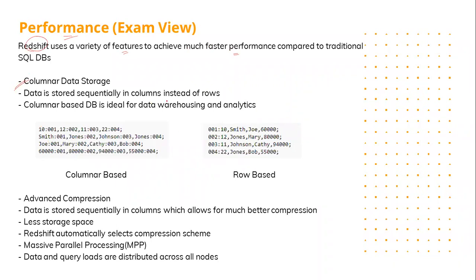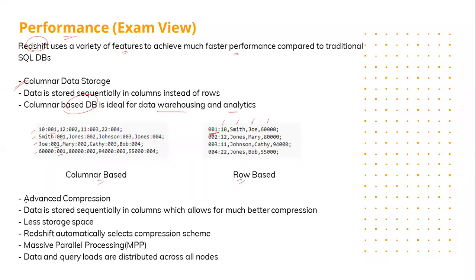In columnar data storage, the data is actually stored sequentially in columns instead of rows. Let's see the row based first of all. You'll have a record one, you have ID, first name, last name, maybe payroll, and you'll have the details like this. It's normal. But when I say columnar data storage, actually it's stored in columns. You see? So this is the first column, and you have the ID, first name, last name, and the payroll. This columnar based database is ideal for data warehousing and analytics. So generally, if you go for analytics and data warehousing, they use columnar based.